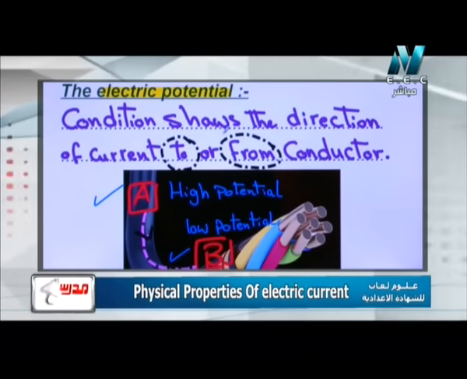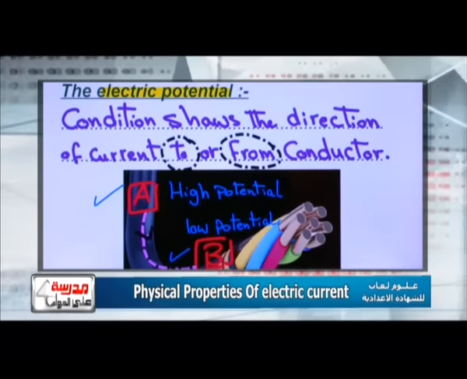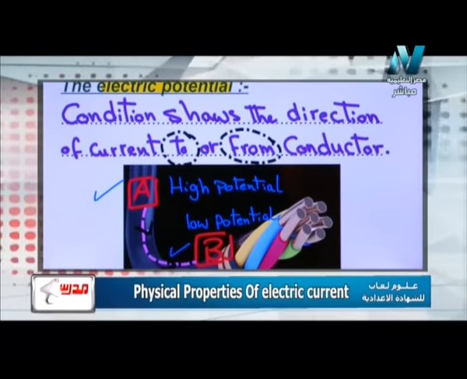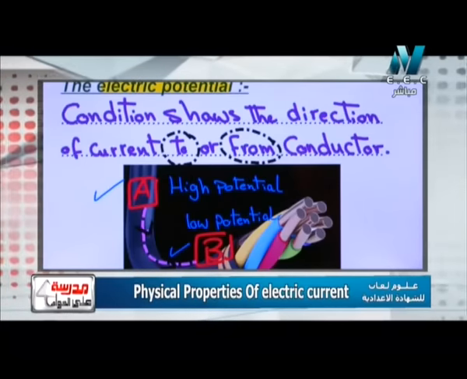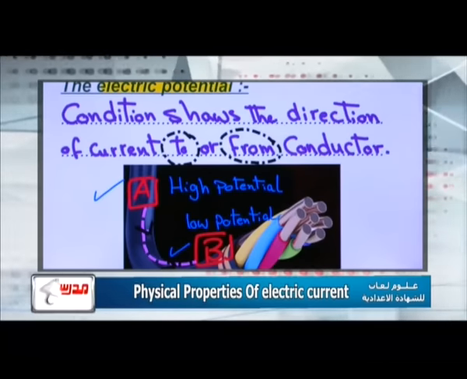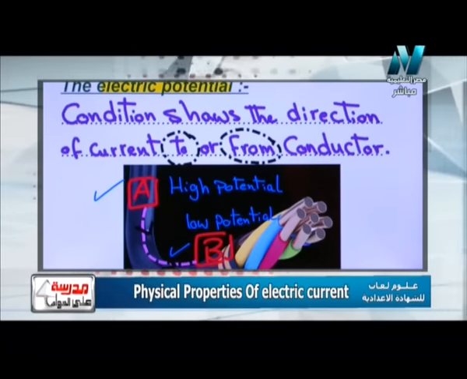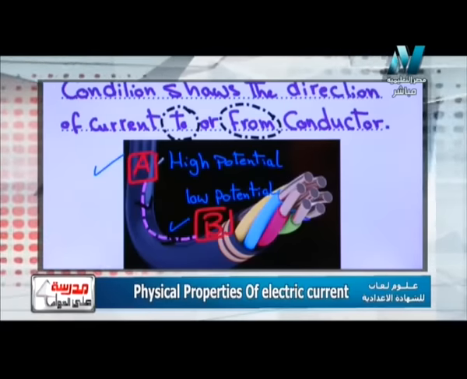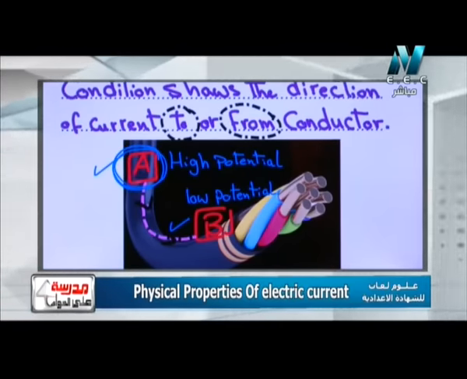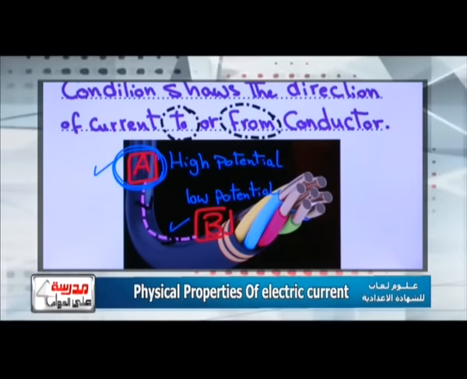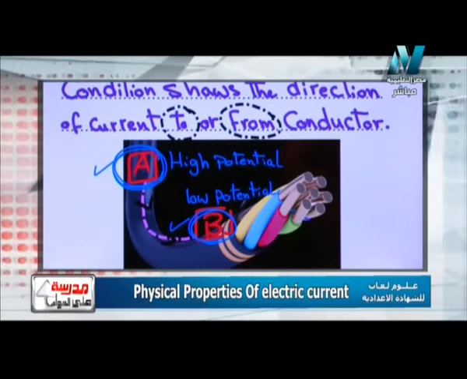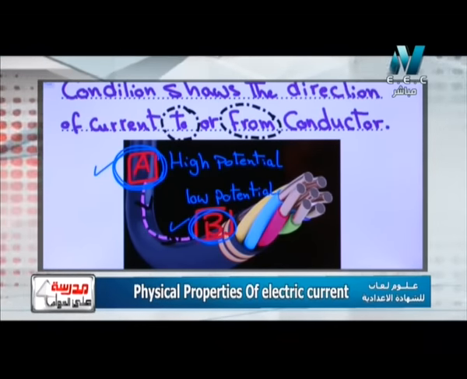بيوريني اتجاه التيار الكهربي طالع منه ولا جاي له. واحد يقول لي طب we know how come this current comes to the conductor or coming from the conductor. جايه من السلك ولا رايحه للسلك؟ اقول له we have electric current moves from high potential to what? To yes, low potential. So we have potential difference.